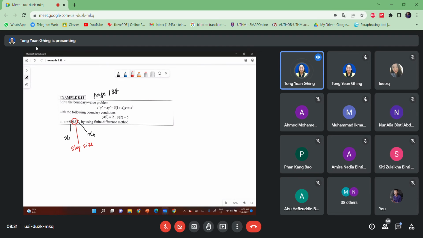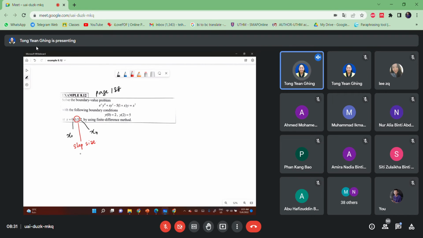Okay, first and foremost, because this is a boundary value problem, we have to know y0 and yn. And now we know that x starts from 0 until 2 with step size 0.5. So the first step, we have to sketch the diagram first, and consider the boundary domain.